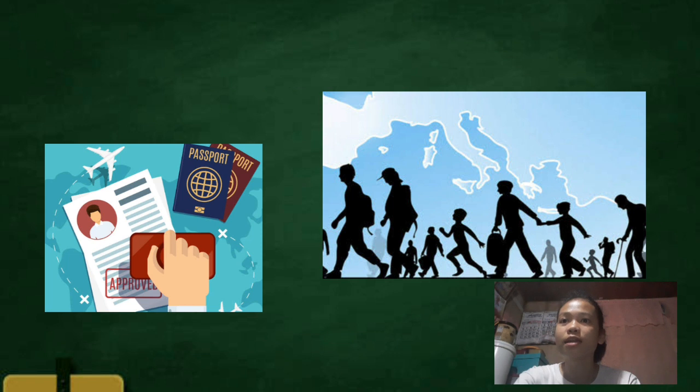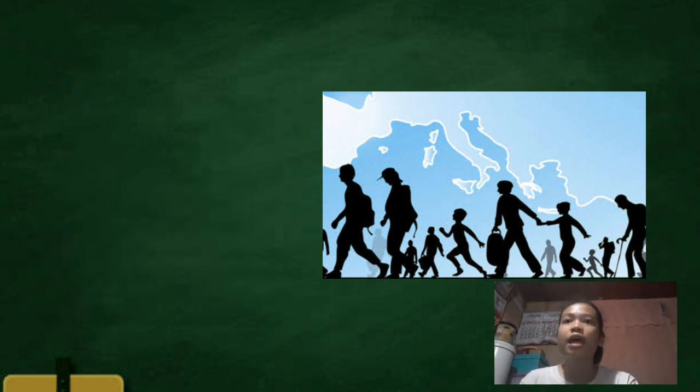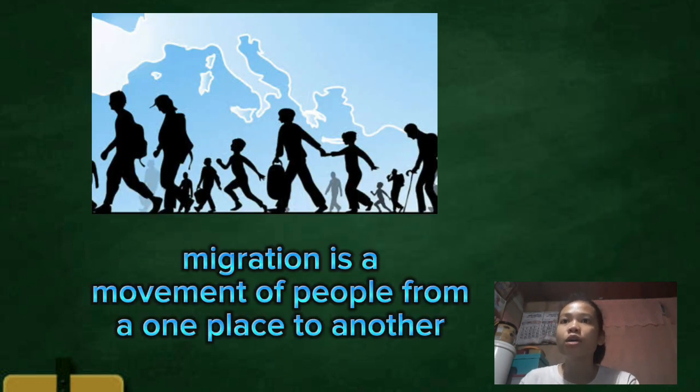So what is migration? Migration is a movement of people from one place to another, typically with the intention of settling permanently or temporarily in a new location.